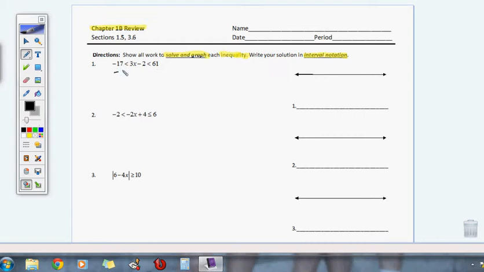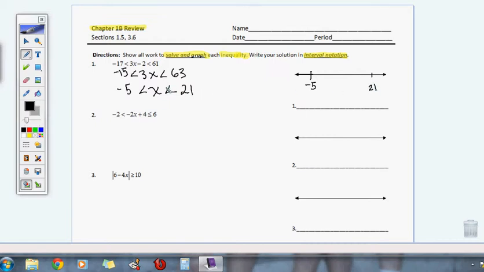Negative 17 plus 2 is going to put us at negative 15. And that's going to be less than 3x, which is less than 63. And then when we divide everything by a positive 3, we're going to get negative 5, which is less than x, which is less than 21. So I've got my 2 boundary points here at negative 5 and 21.